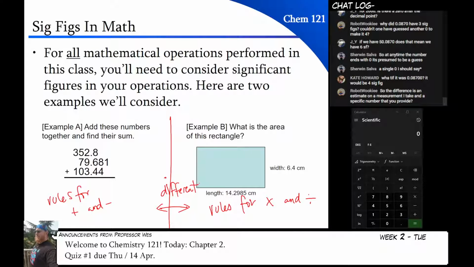So the difference is an estimate on a measurement I take and a specific number that you provide. Yeah, so those are two different cases, remember. If you are given a tool, use the rules for measuring to provide the correct number of digits. If I give you a number, I have already followed those rules and have given you the number. So you need to work backwards from there to understand how the tool worked. The last sig fig I wrote was estimated. The second to last was where my marks were. And so you can use that information to learn about the tool.